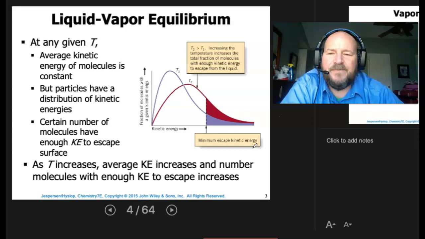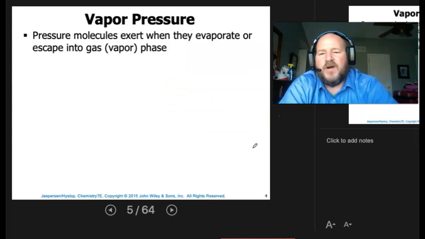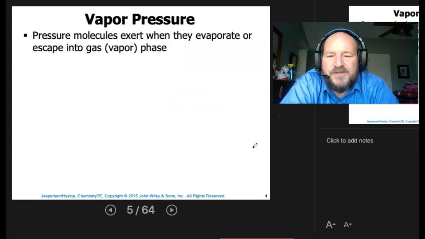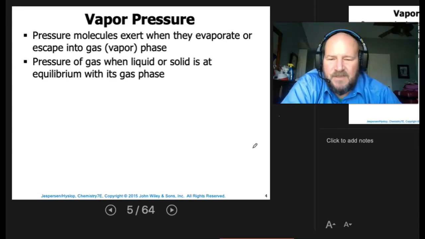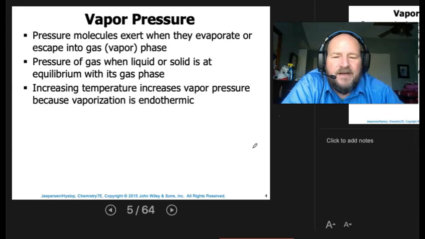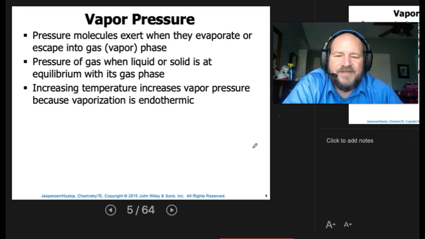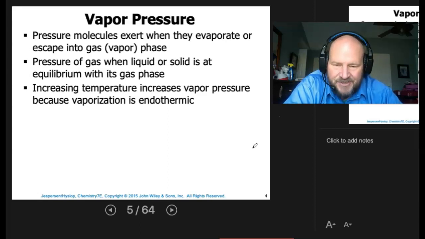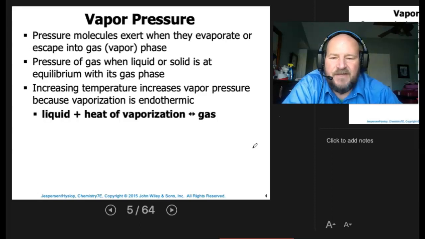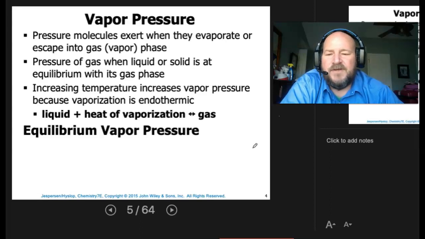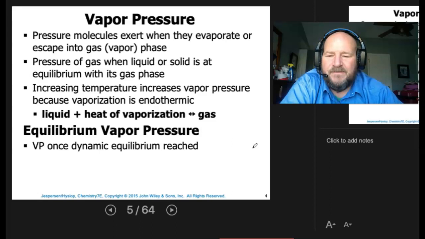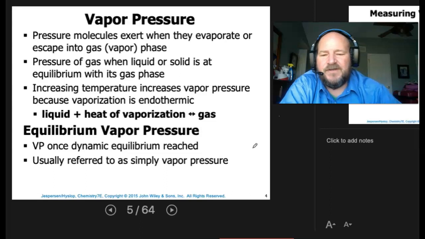energy to escape. Now, vapor pressure is the pressure that molecules exert when they evaporate or escape into the gas phase. So it's the pressure of a gas when a liquid or solid is at equilibrium with its gas phase. Increasing temperature will increase the vapor pressure because vaporization is endothermic. So in other words, you're going to have the liquid plus the heat of vaporization going into the gas. So equilibrium for the vapor pressure, once dynamic equilibrium is reached. Okay, so usually referred to as simply vapor pressure.